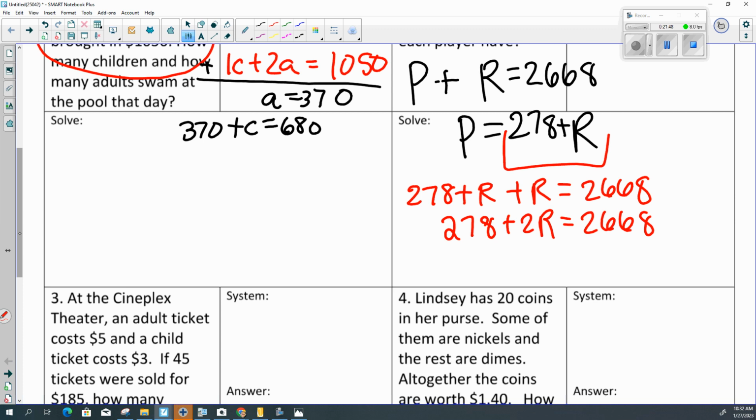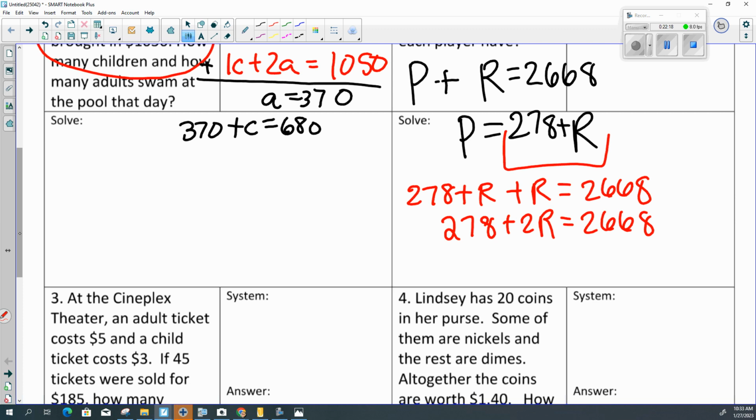How do you know which equation you plug that back into? It doesn't matter. We chose this one because it already had the P by itself. We chose elimination because these were already almost opposites. Would it still work if I plugged that R into that? If you were to subtract P from both sides and isolate the R, so you had R equals 2,668 minus P, yes, you can plug it into that R, and you would get the same answer.